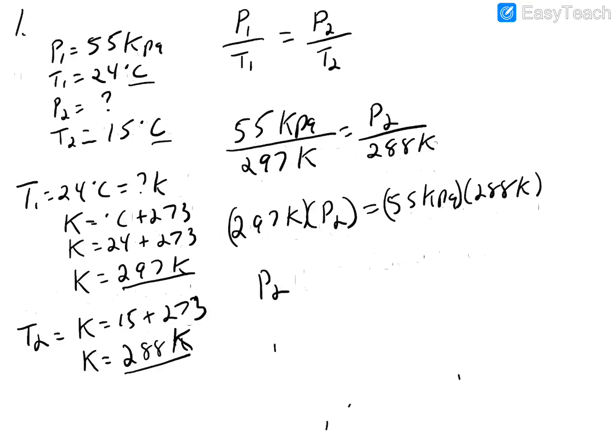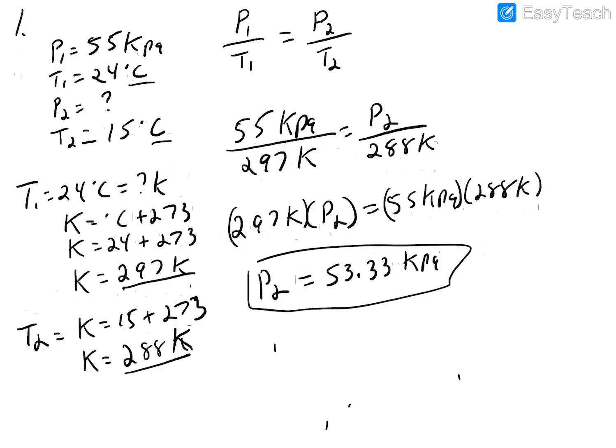Now you notice that temperature went down slightly. So if temperature goes down slightly, pressure should go down slightly. And when I did the math, the pressure came out to 53.33 repeating kPa. Okay, and again, very slightly pressure went down because temperature went down slightly.